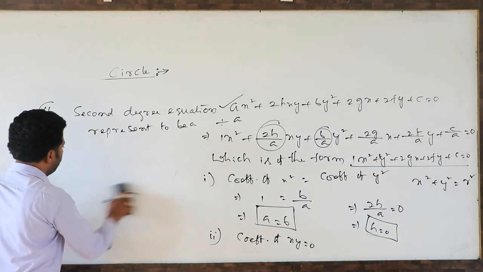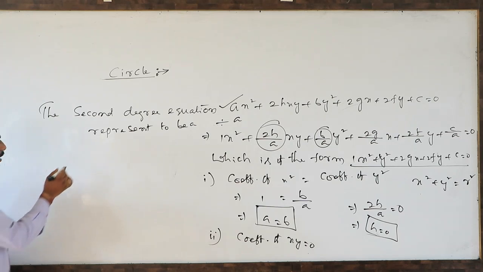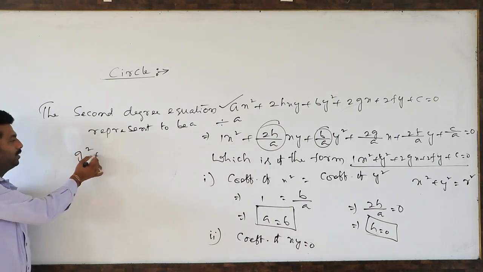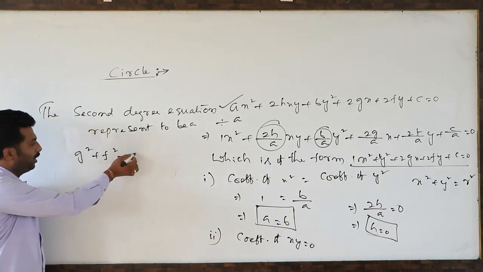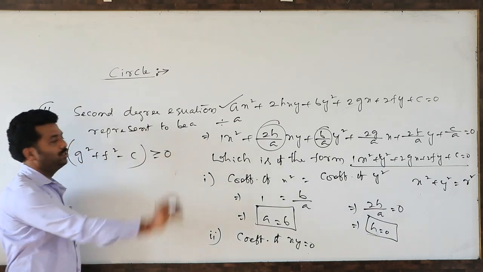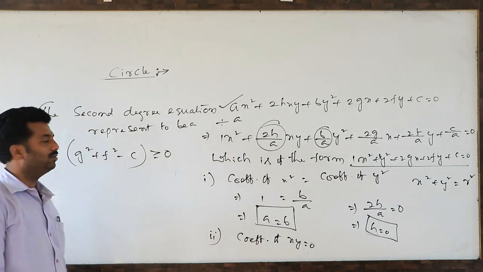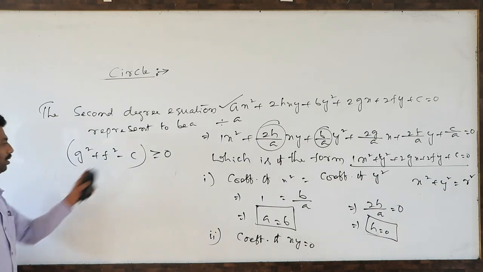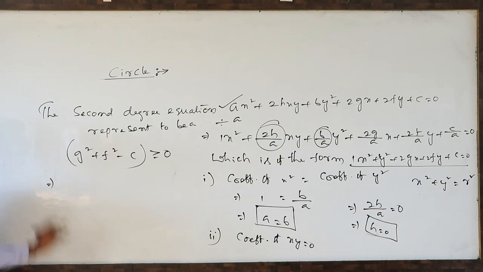So in the general equation of a circle, just now I discussed it. That is g square plus f square minus c, this whole term greater than or equal to 0. Greater than or equal to 0 means what will we get for c?